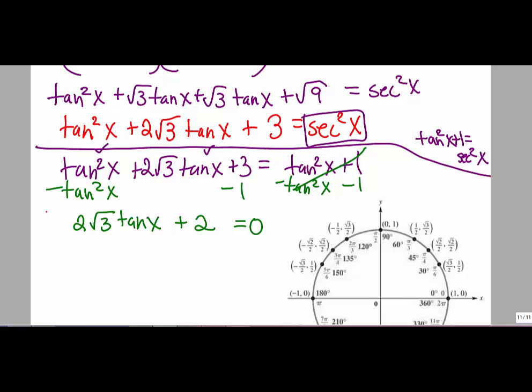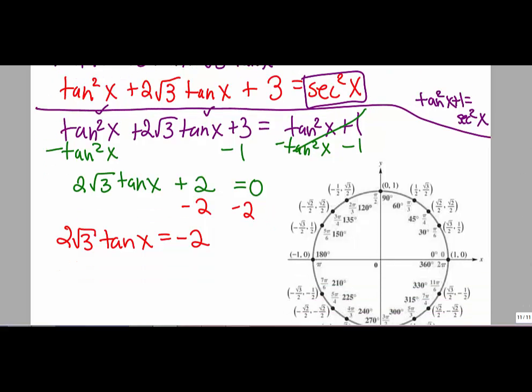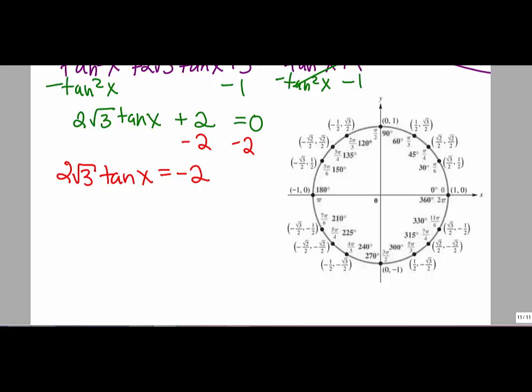And then, of course, we want to solve for tangent x, so we'll subtract 2 from both sides. 2 square root of 3 tangent x. So we don't need to factor anymore because we lost that square term. So we're just going to solve this linear equation, or linear form of the equation. Divide both sides by 2 square root of 3. So you get tangent x is equal to, and we're going to cancel our common factors here. So we get 2 divided by 2, that gives negative 1 divided by the square root of 3.